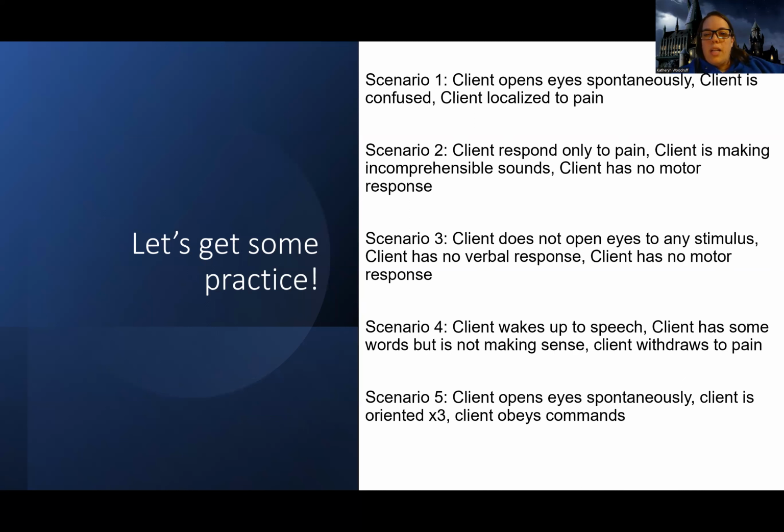All right, this next one, client responds only to pain. So that's a low level when it comes to their eyes. The maximum is 4, the lowest is 1, but they are having some response, so this would be a 2 for eyes. The client is making incomprehensible sounds. If you remember for verbal, 5 is oriented, 4 is confused, 3 is words, 2 is sounds. So they've got a 2 and a 2 so far, and then no motor response, that's a 1. So 2, 2, and 1 is going to be a 5.